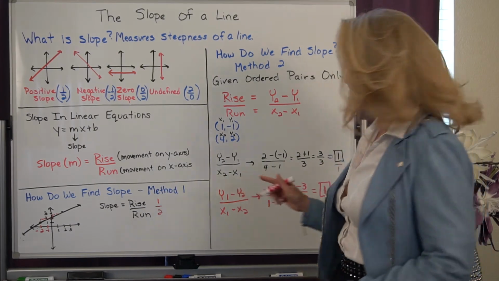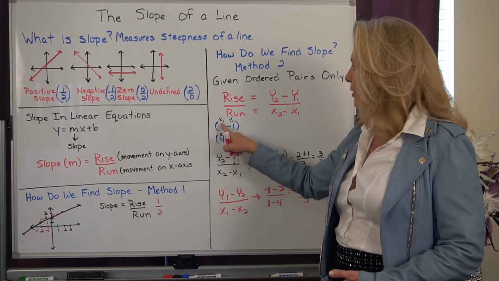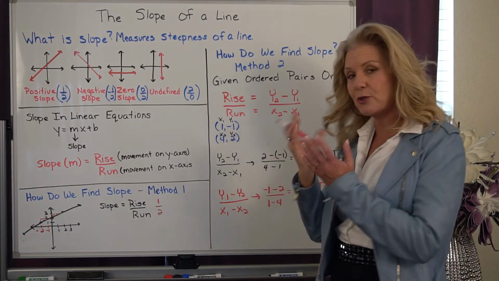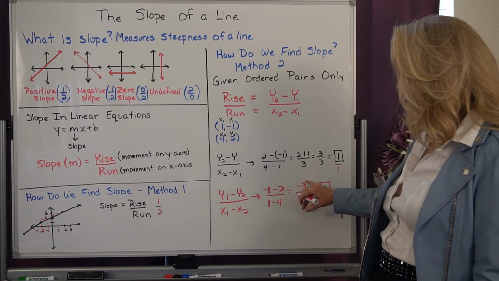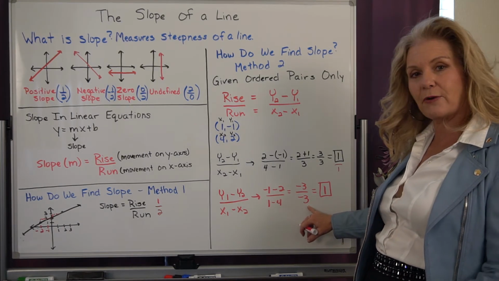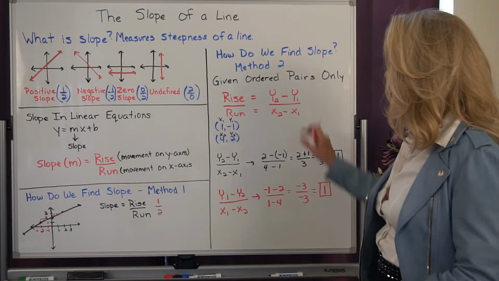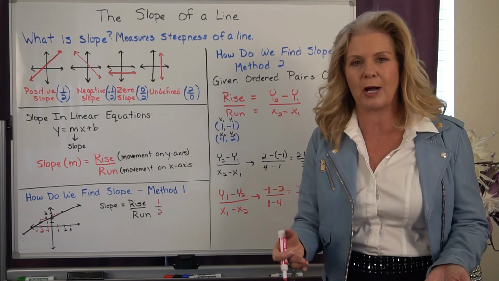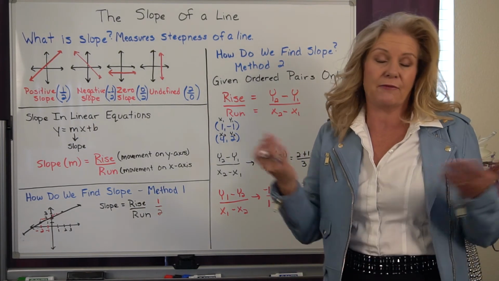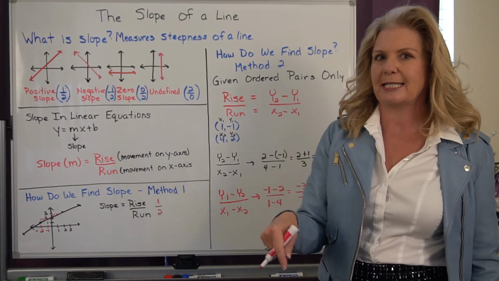But let's reverse it. Let's say that I wanted to do y1 minus y2 over x1 minus x2. So I'm just reversing the problems. Well, again, when I fill it in, all that happens is I get a negative 3 over negative 3. Notice my answer's the same. So it doesn't matter the order that you do this. You don't have to follow y2 minus y1. If you'd like to, it'll work, but it'll work either way as long as you're consistent.